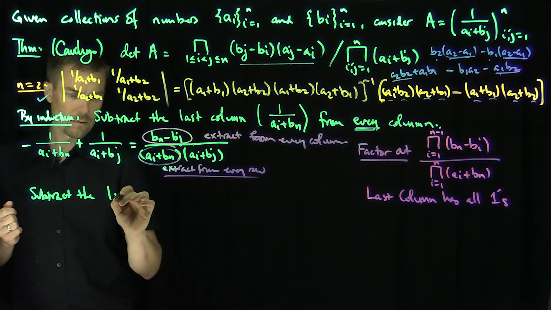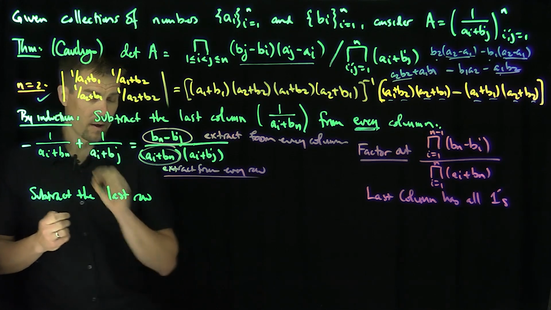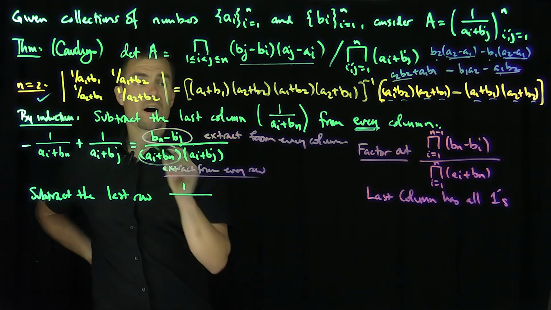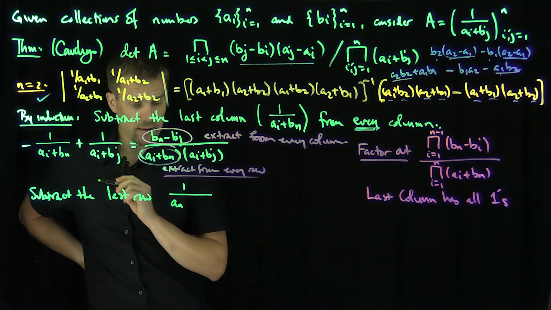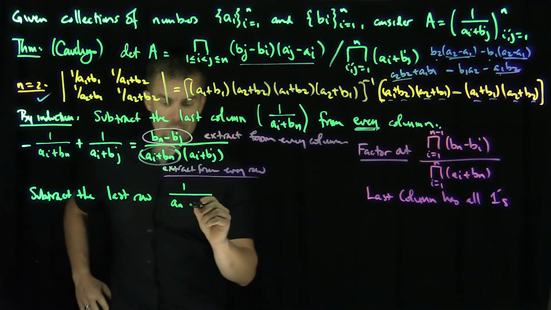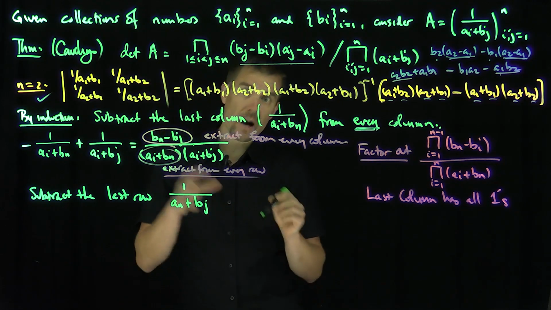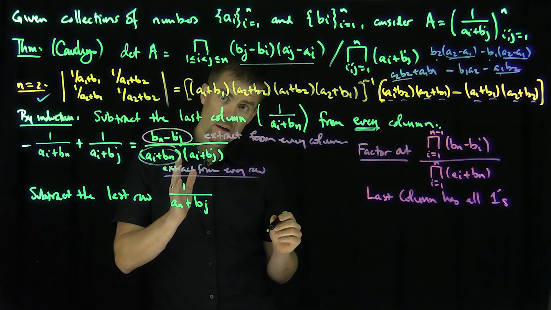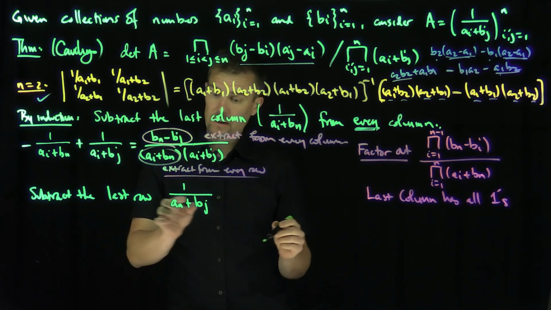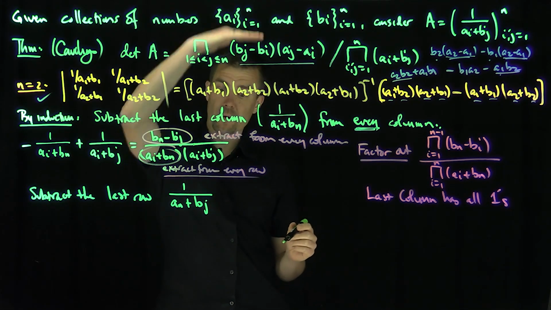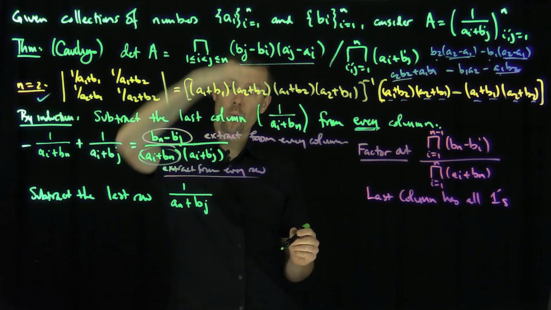the last row. And what does the last row look like? The last row looks like 1 over an plus bj, because I'm in the last row now. And now what's the role of bj here? Now bj is going between 1 and n. What's going to happen at the very last row? Well, of course, when j is equal to n, there's going to be all ones in the last column.